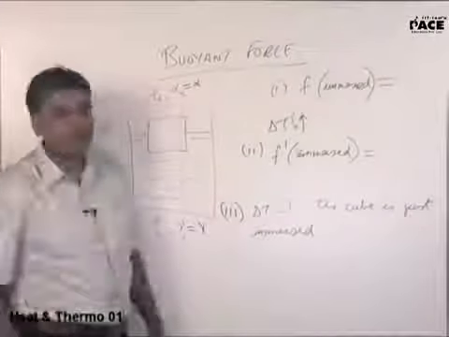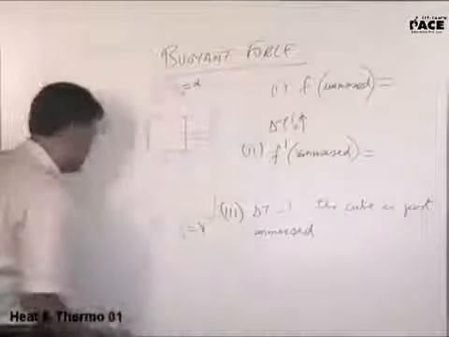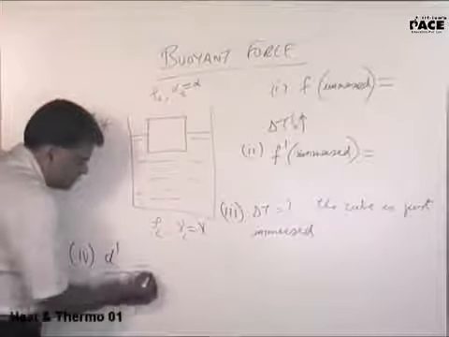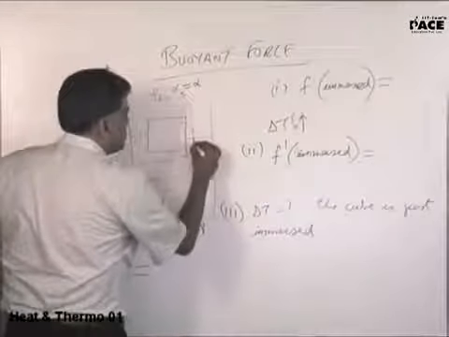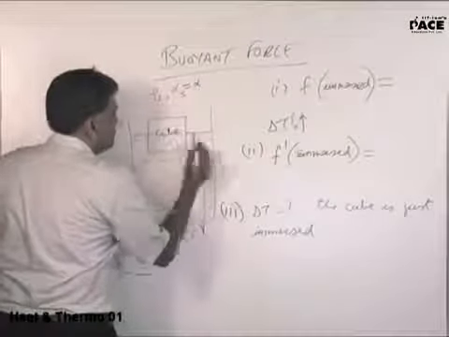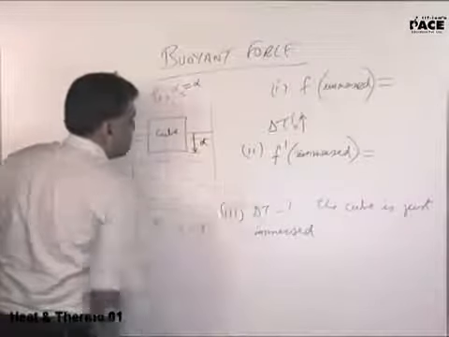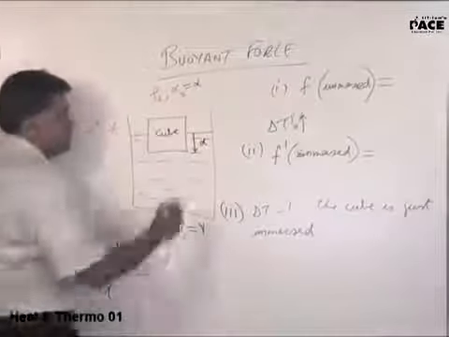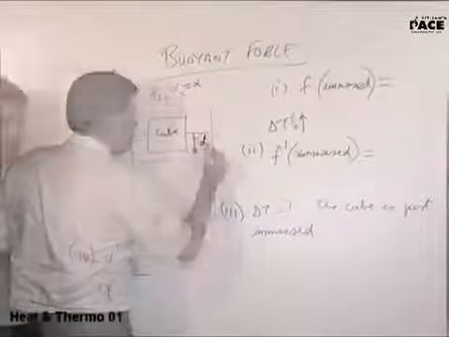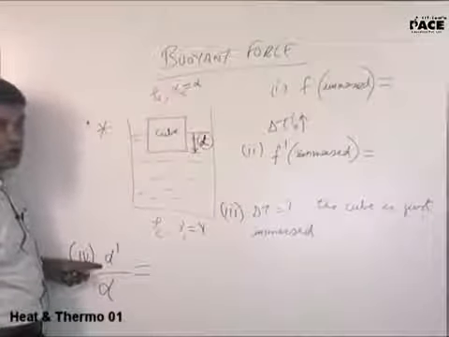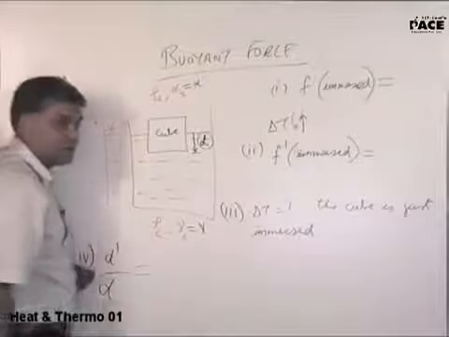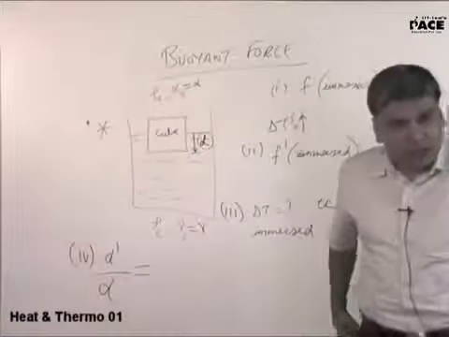That's fair enough. Three parts of the question. Fourth part, what is d dash by d? If d is the initially immersed depth of the cube, this is a cube, okay? d is the initial immersed depth of the cube. d is not given as such, but I am interested in the ratio of the depths immersed before and after delta T. So these are the 4 parts.